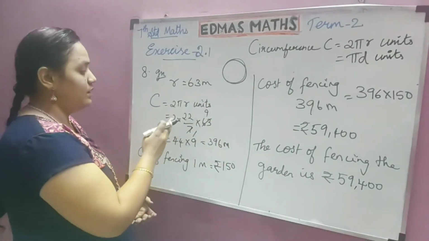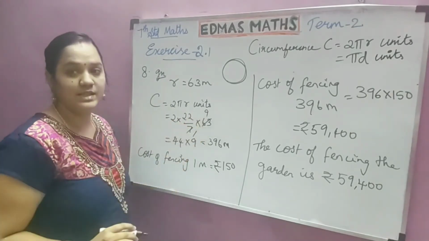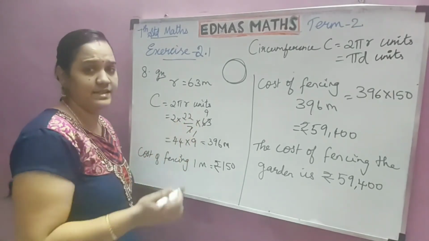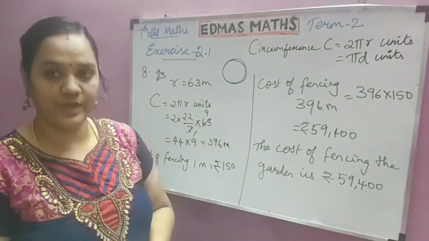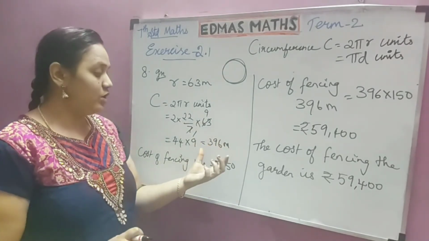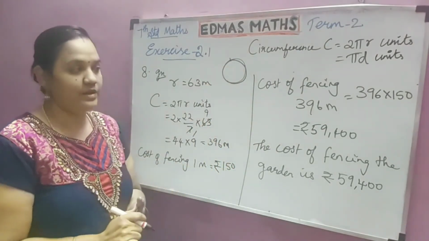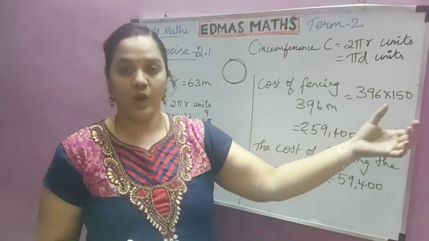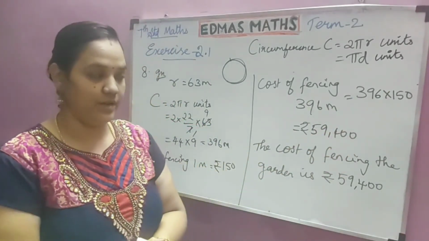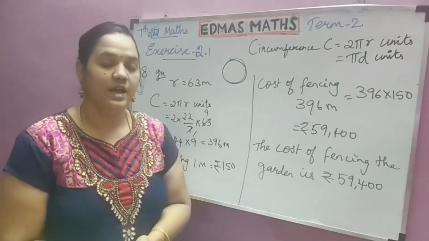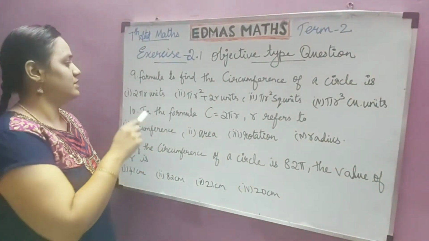So 2 pi r, 2 into 22 by 7 into r is 63. I have cancelled using the 7 table and I got the answer 396 meter. The cost of fencing 1 meter is given as 150 rupees, so we have to find the cost of fencing 396 meter. Since the distance is 396 meter, we multiply 396 by 150. After multiplying, I got 59,400. So the cost of fencing the garden is rupees 59,400.